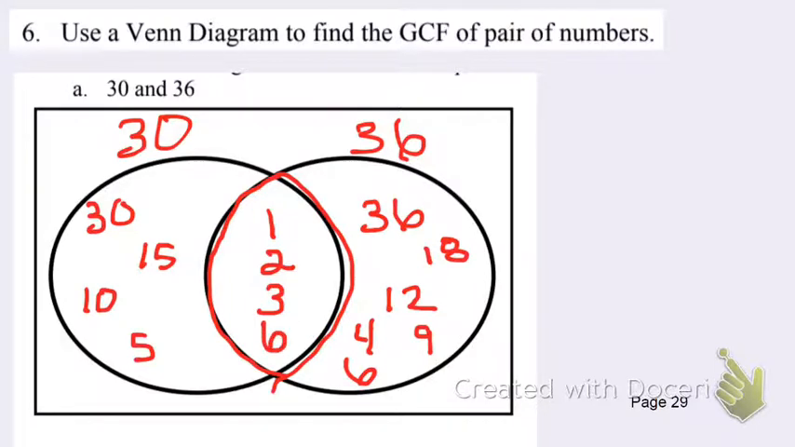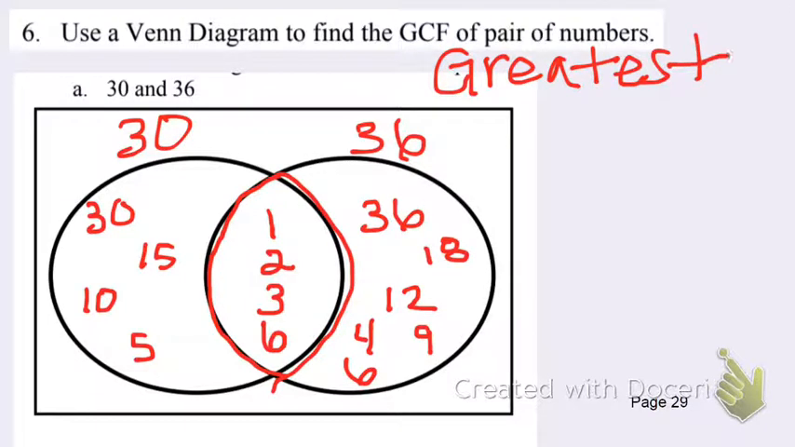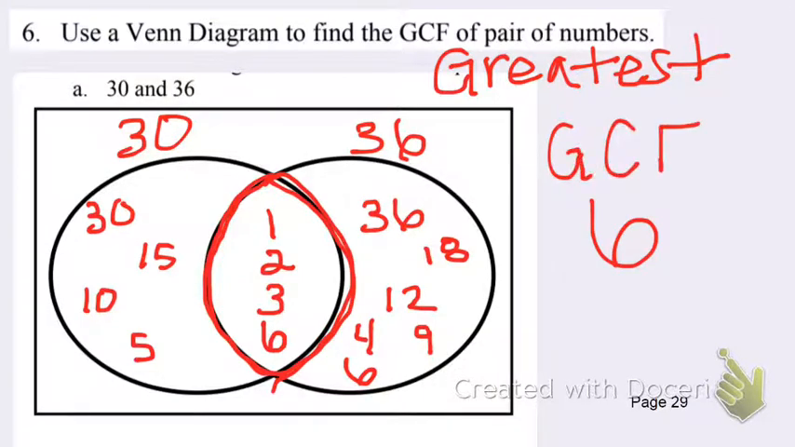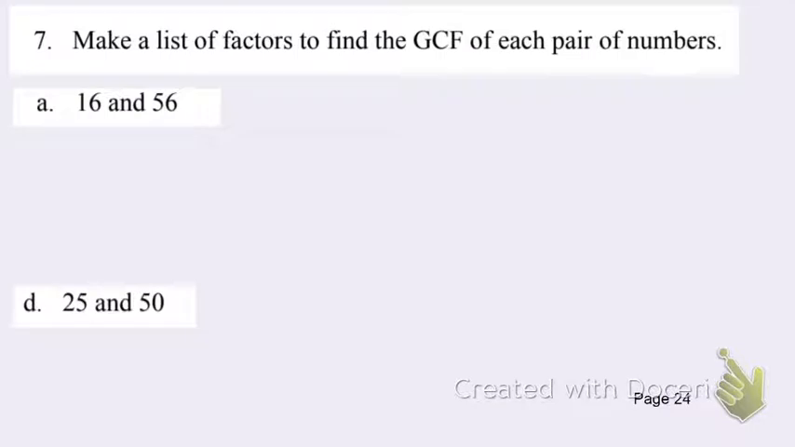All right. GCF means the greatest. Greatest means biggest. So what is the greatest common? Remember, common is anything that's in the middle of these circles. The greatest number that both of these numbers share. Well, we already wrote them in numerical order. So the biggest number that both 30 and 36 are divisible by is 6. So the answer is 6. The GCF equals 6. Great job.